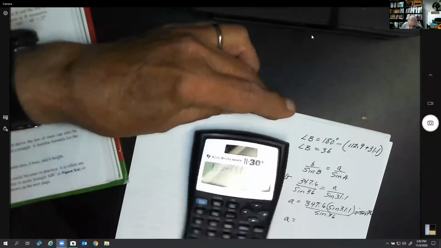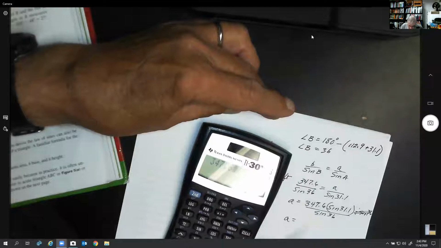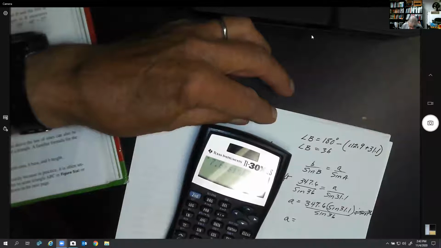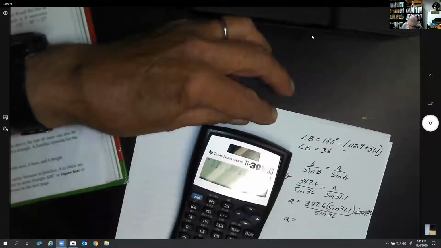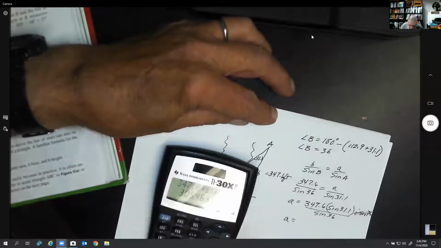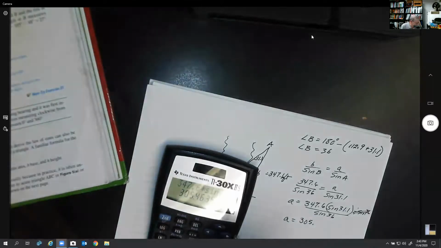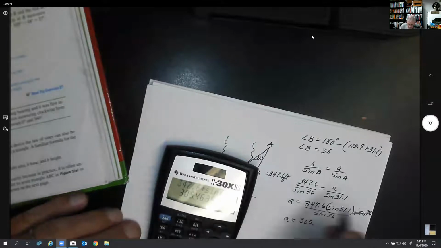A is going to be, let's find out. 347.6 times sine 31.1 parentheses, got it, divided by sine 36. And again, make sure your calculator is set to degrees, which we know it is. And we got 305. And I'm going to round this. So let's see, did I carry it out 2 places or just round it to 1? I'm going to round it up. So I'm going to move this up to 0.5.